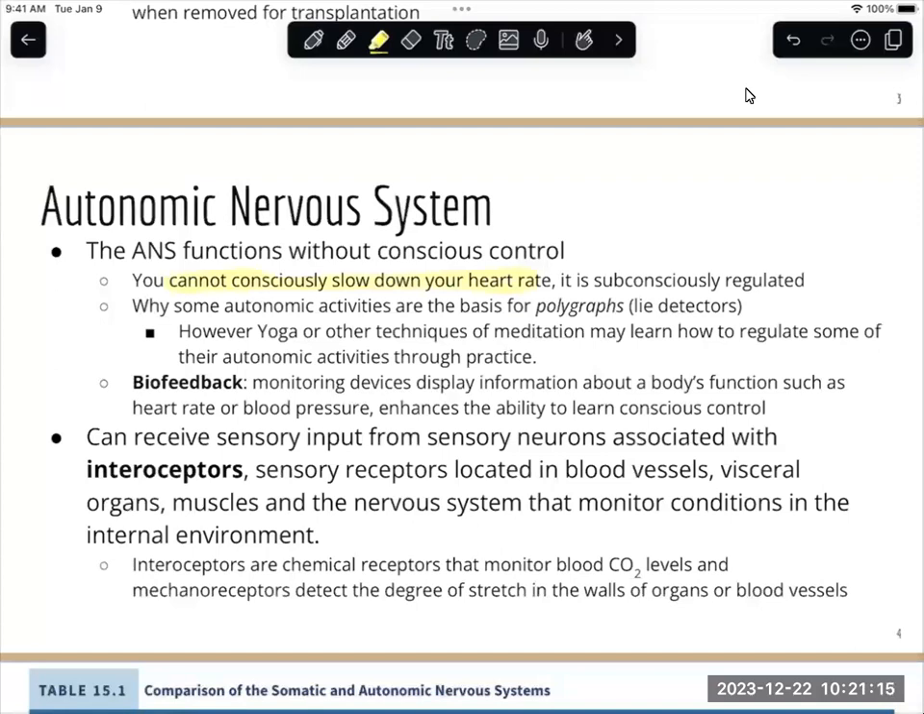But there are some people who practice yoga and certain meditation techniques. They can learn how to regulate some of their autonomic activity. It takes a lot of practice to be able to do this, to make their way through lie detectors. But since autonomic activities are something that we cannot consciously control, this is why lie detectors are pretty reliable, because there's certain autonomic functions that tend to happen when you're lying.